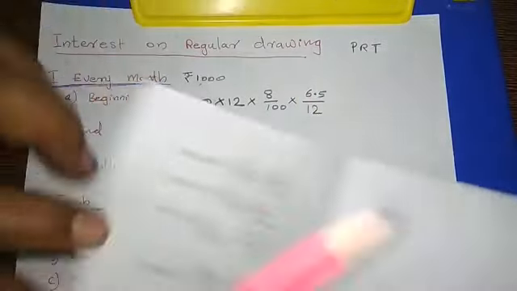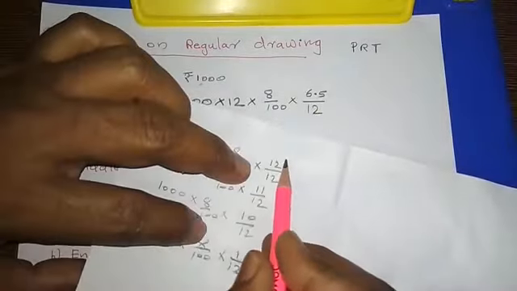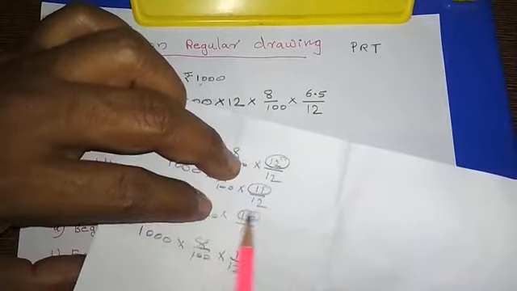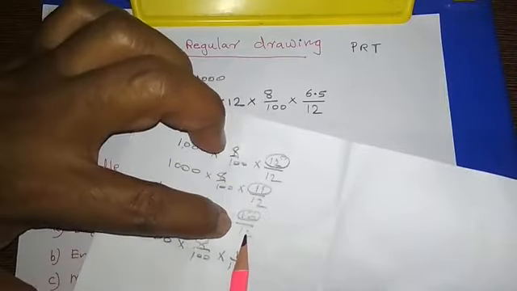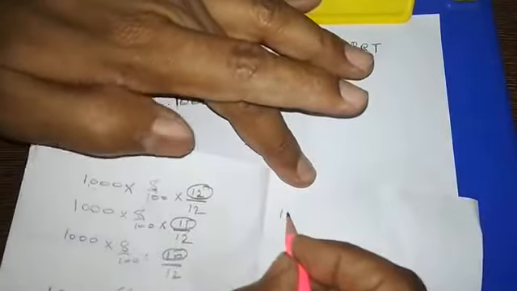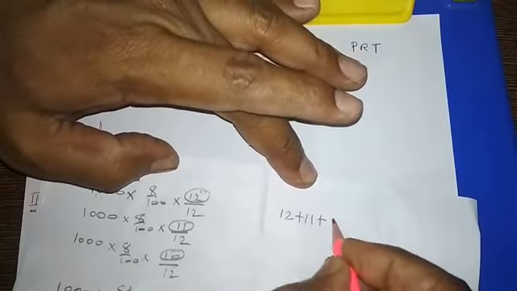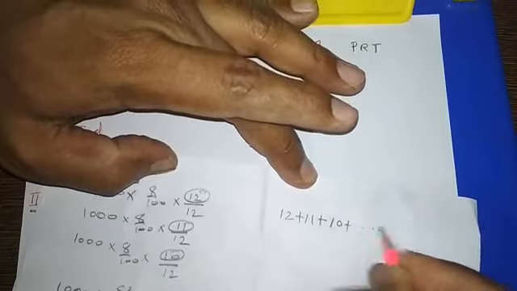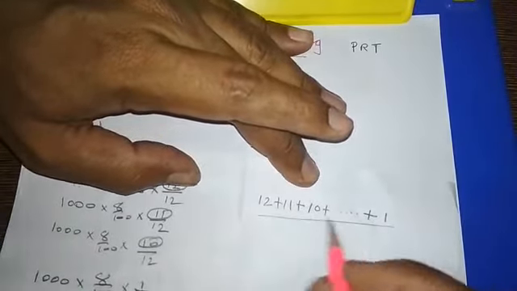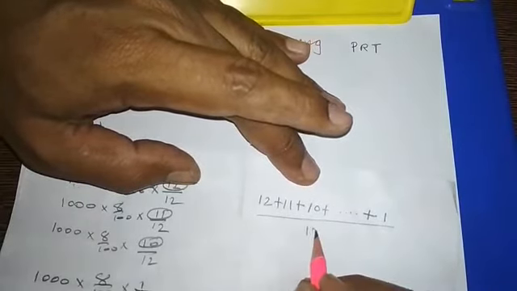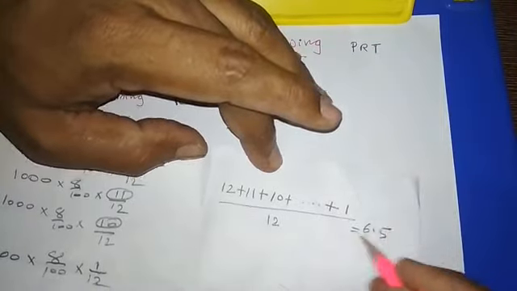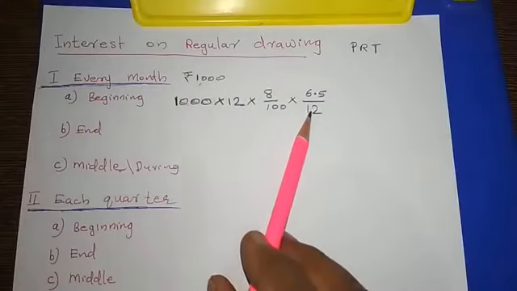The first figure here is 12 upon 12, so here it is 12, the second figure is 11, the third one is 10, and like that 9, 8, 7 come. So all these figures we are adding together, 12 plus 11 plus 10 plus, like that we add all the figures, and lastly 1, the last remaining month. Divided by 12, because 12 figures are there, then we get 6.5. This way we took 6.5 in this formula.